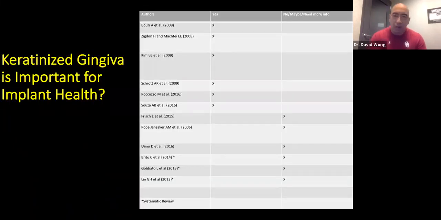At any rate, whenever we look at just a few other studies, I looked at 12 of them. Six of the studies said that keratinized gingiva is important for implant health. The other 6 were, maybe, maybe not. We don't know yet.